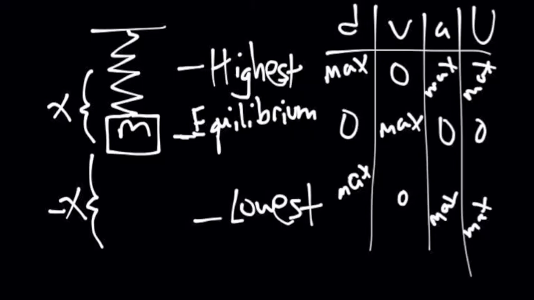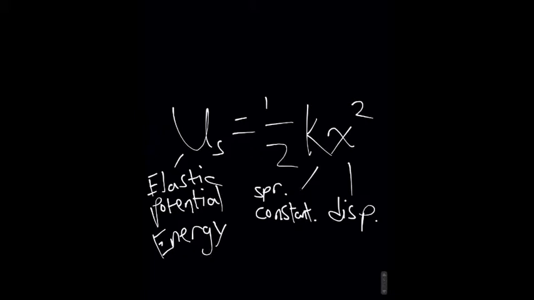For a spring undergoing simple harmonic motion, there are three places of importance: the equilibrium and the highest and lowest displacements from the equilibrium. At the max and min distance points, the velocity equals zero, acceleration is maximized, and potential energy is greatest. At the equilibrium point, kinetic energy is greatest because velocity is greatest and acceleration is zero. Elastic potential energy is defined as 1/2 kx squared, where k is the spring constant and x is the point of displacement from the equilibrium.